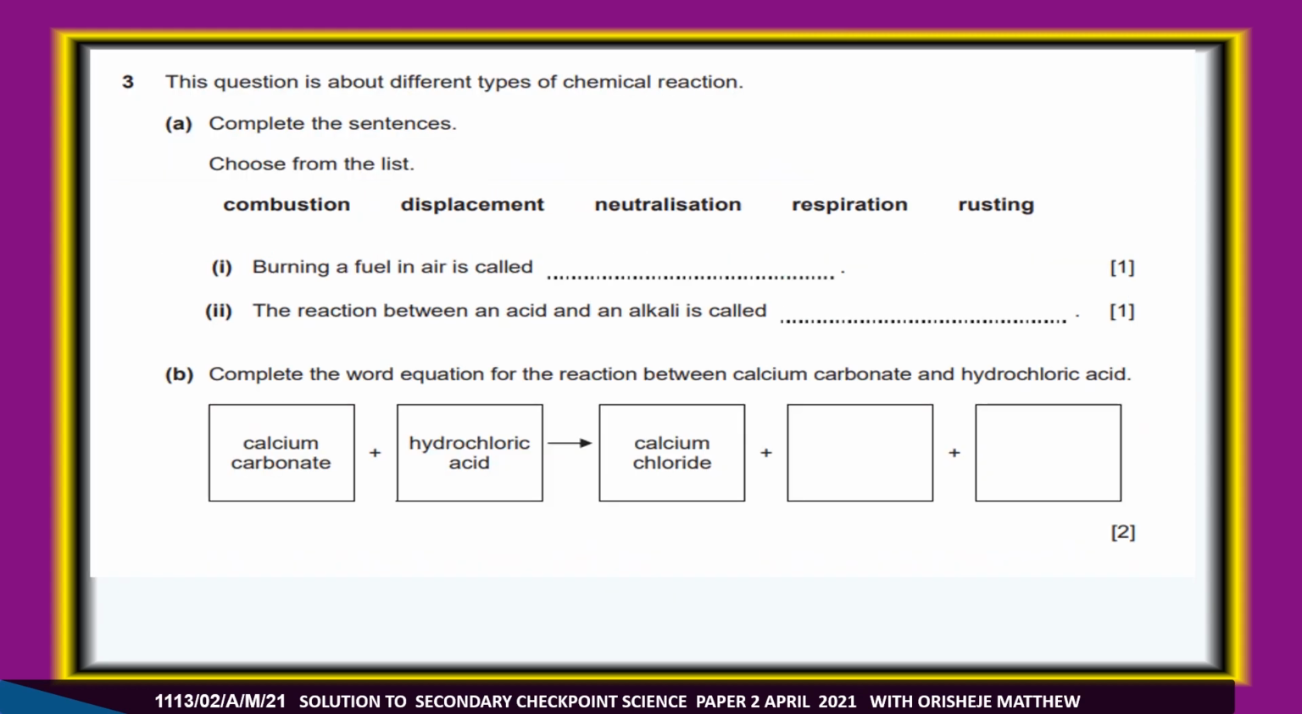Question 3. This question is about different types of chemical reaction. Complete the sentence. Burning fuel in air is called a combustion reaction. The reaction between acid and alkali is called a neutralization reaction. Complete the word equation between calcium carbonate and hydrochloric acid. Calcium carbonate, carbon dioxide plus water.